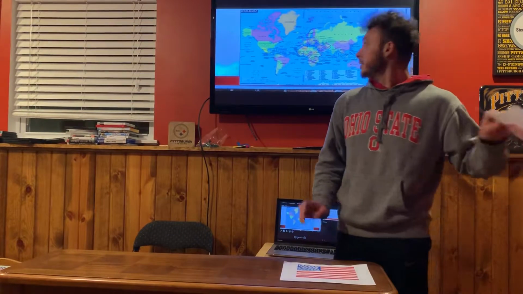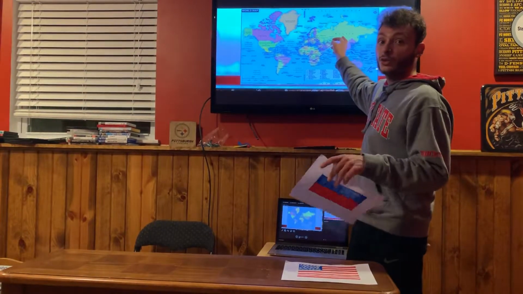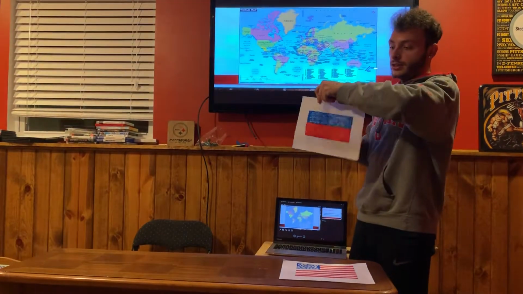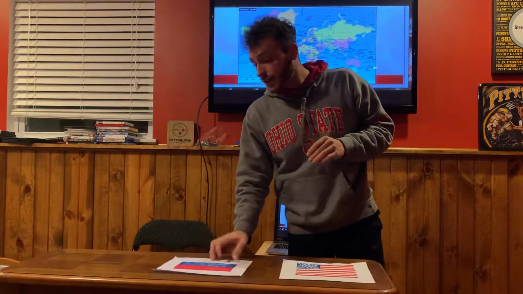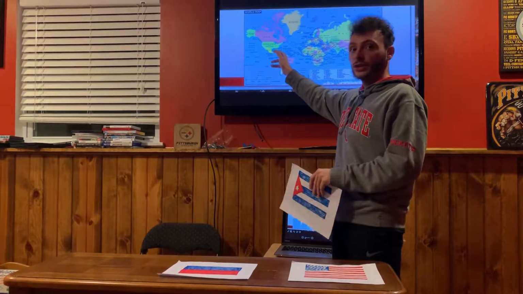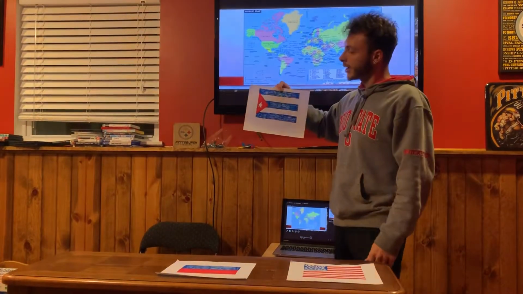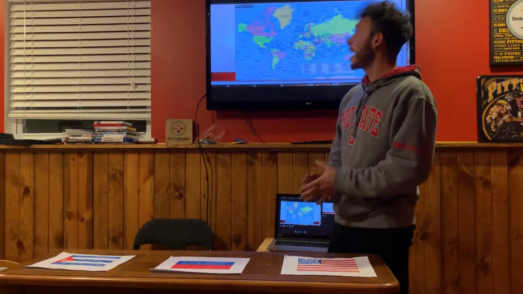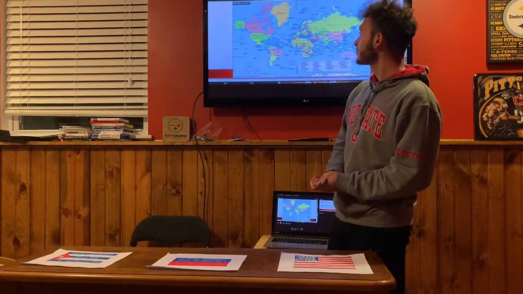And then secondly, we have Russia or the Soviet Union. Here's their flag, and this is where they're located. And the leader in Russia at this time, when the crisis is going on, is going to be Khrushchev. And then lastly, we have Cuba, which is located right here, and here's the Cuban flag. And the leader in Cuba at the time of the crisis was going to be Castro. And understand that the crisis happened in October of 1962.